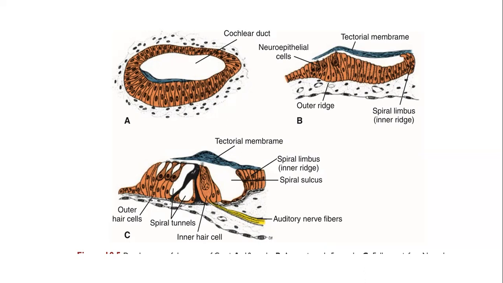The impulses received by this organ are transmitted to the spiral ganglion and then to the nervous system by the auditory fibers of the cranial nerve, the vestibulocochlear nerve.